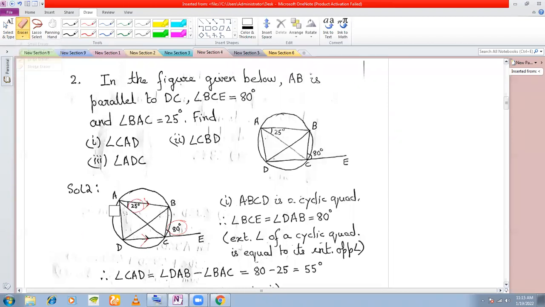Okay, what do we need to find? First, we need to find angle CAD. Which one is angle CAD? This one is angle CAD. We need to find this. How will I find?